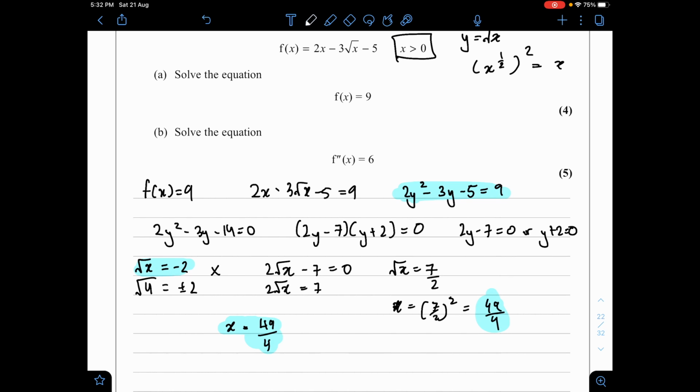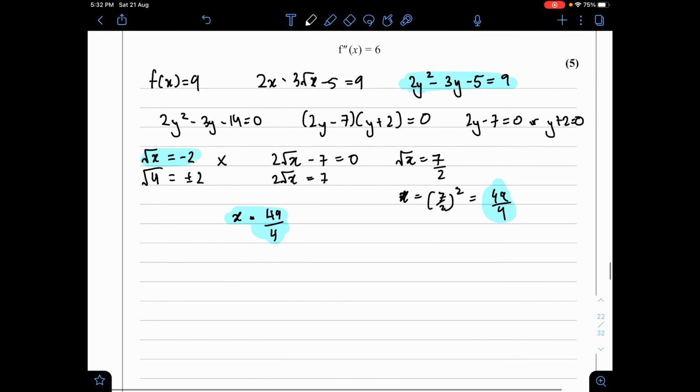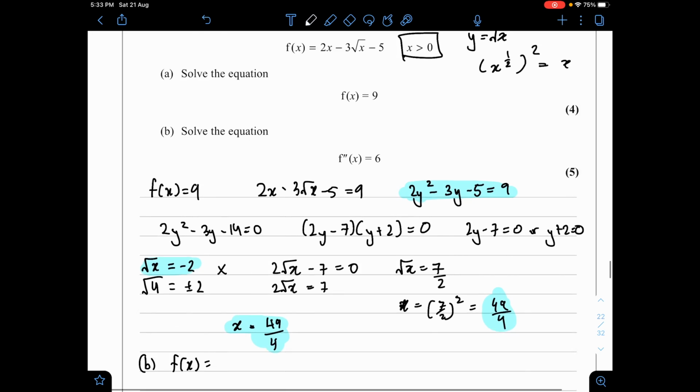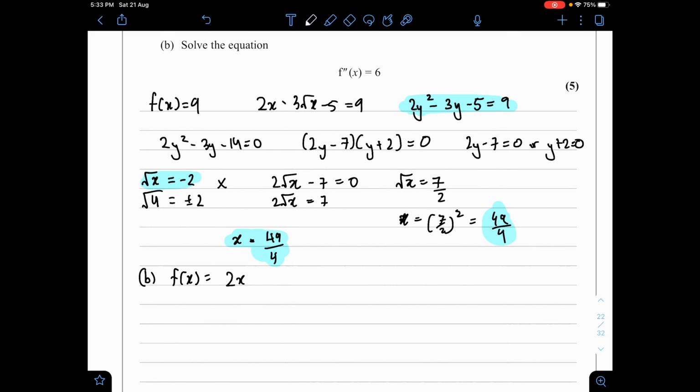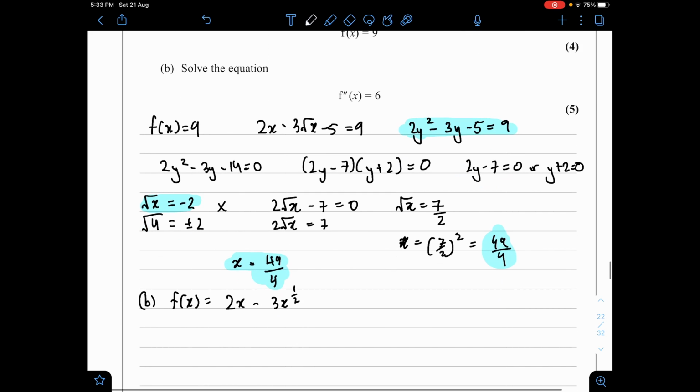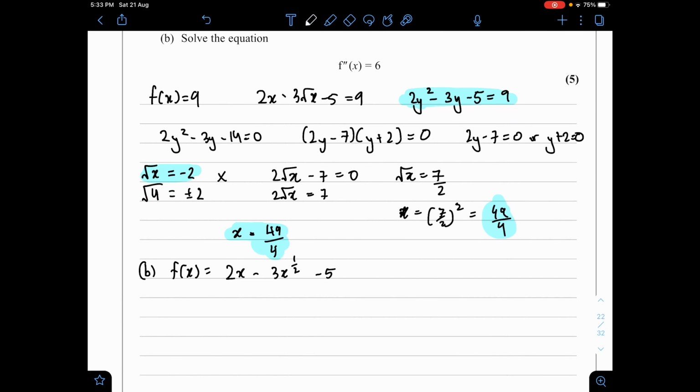All right. So now solve the equation f double prime of x equals 6. This is differentiating twice. We can do that. So part B. We know f of x is 2x minus 3x to the power half, minus 5 root x. So now we have to differentiate it once.